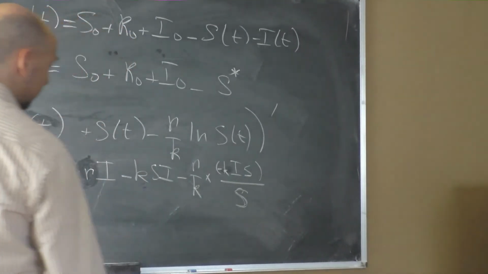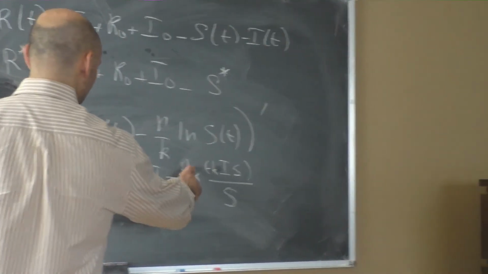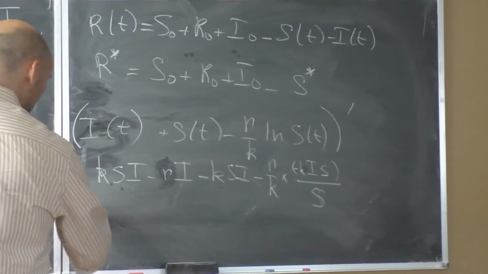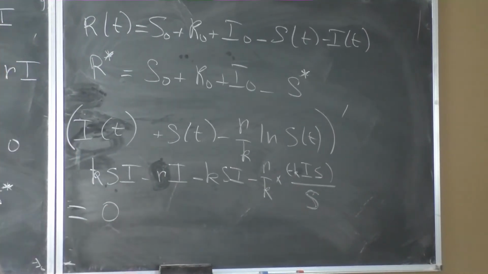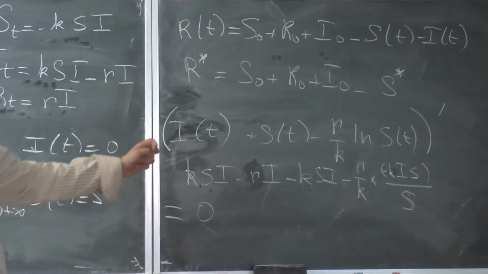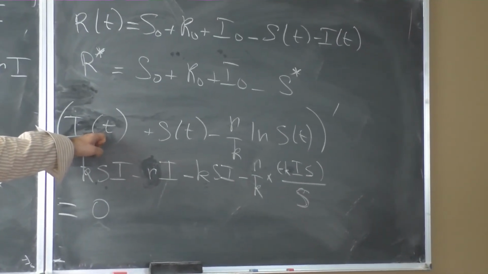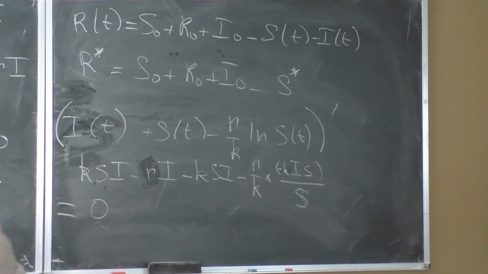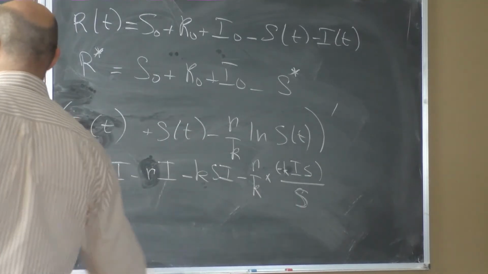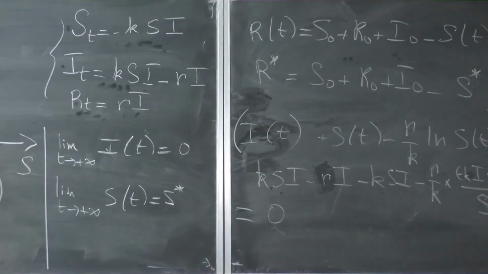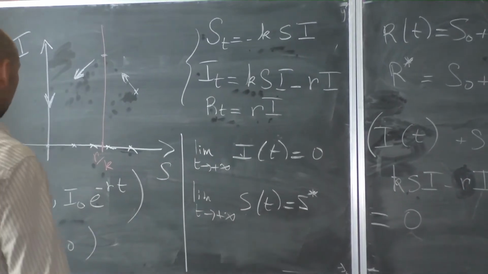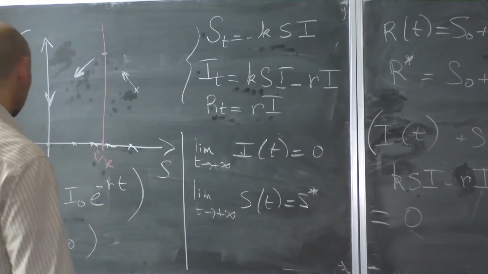So it remains plus Ri. So this is 0, and that's what I wanted. Now this quantity is a constant. So finally, I will keep.